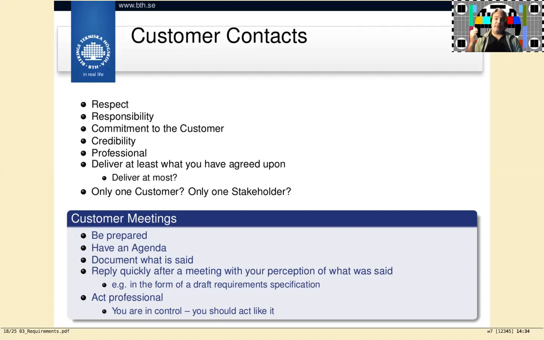You are in control, you should act it as well, so be professional. Sometimes looking at movies and how adults behave in these situations and pretending to be an adult actually helps. Before you know it, you're an adult yourself, really.